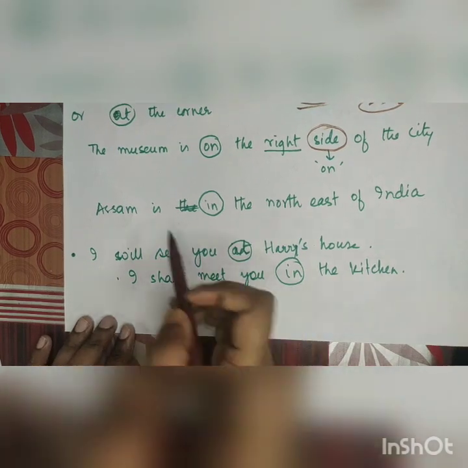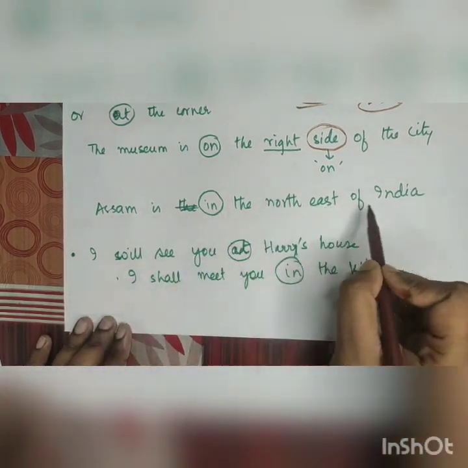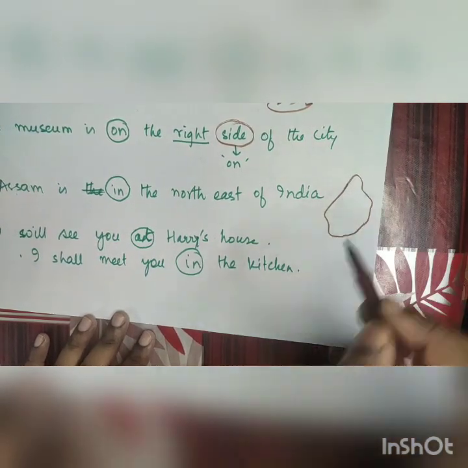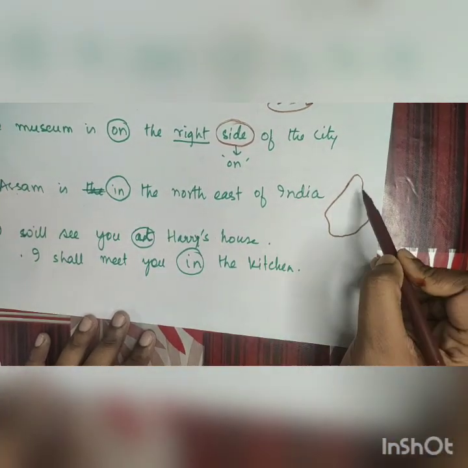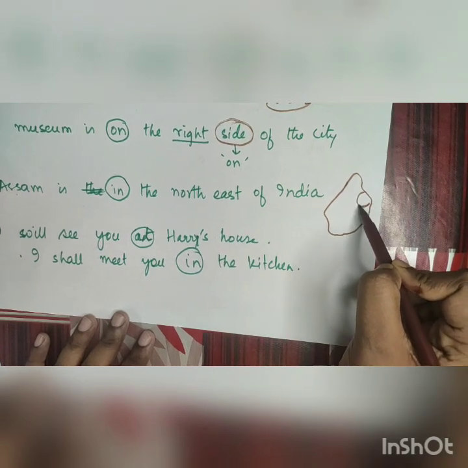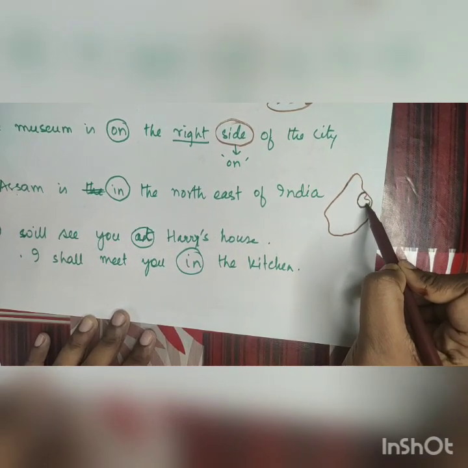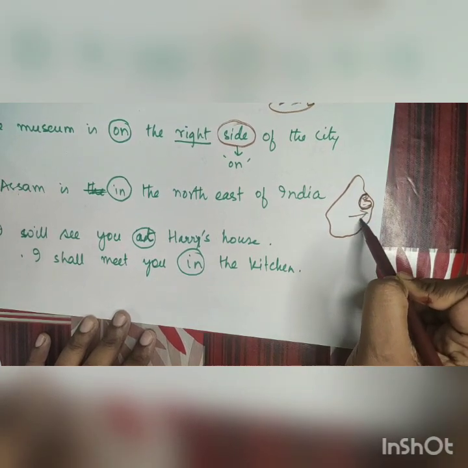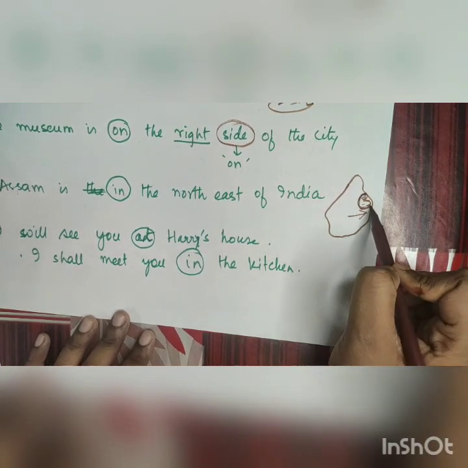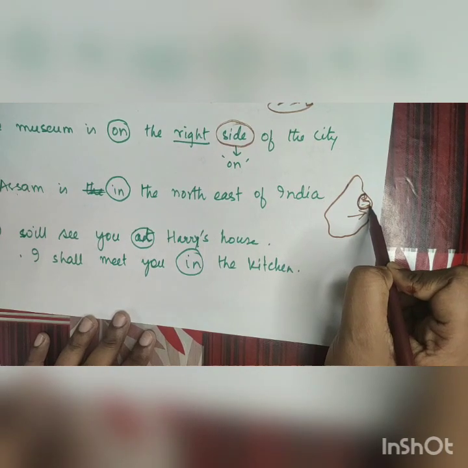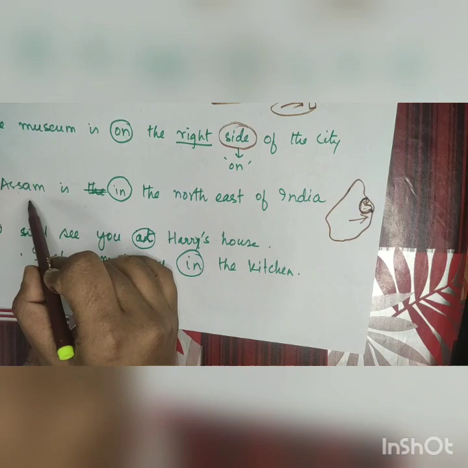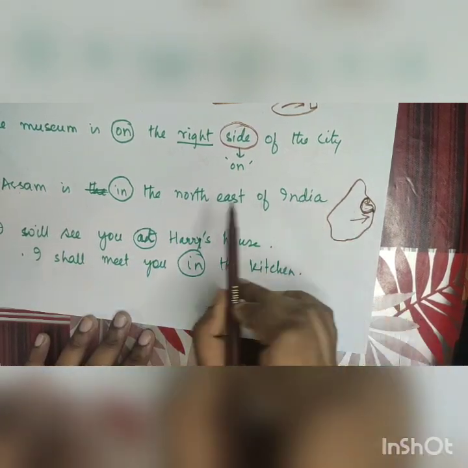But when you write, Assam is in the northeast of India. India is a big place, and you are trying to find the location of a particular enclosed body, that is Assam. And we are using it as Assam is in the northeast of India. So, small place "on", big place "in".